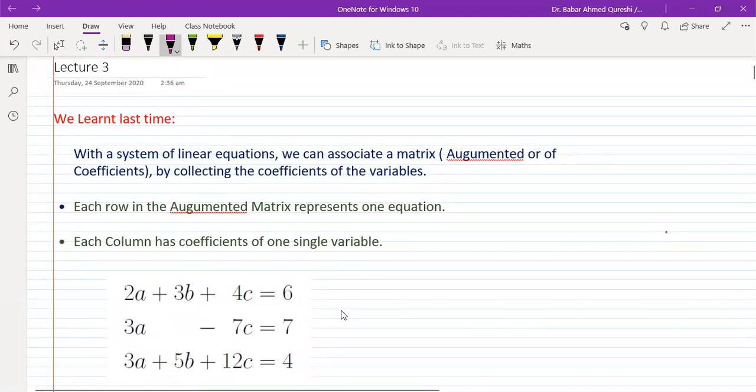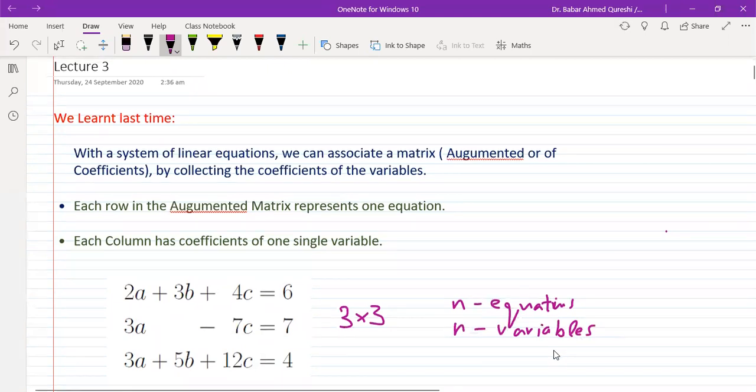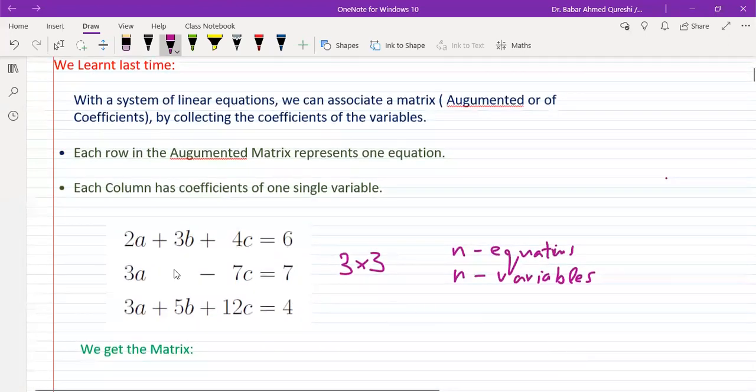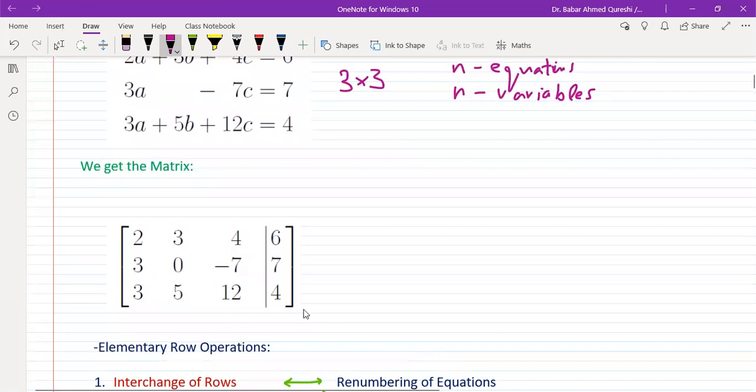Whenever you have, this is a 3 by 3 system. Whenever you have n equations and n variables, you call it a square system. And these are the systems which we are looking at for now. So with this example system, you can associate this matrix.